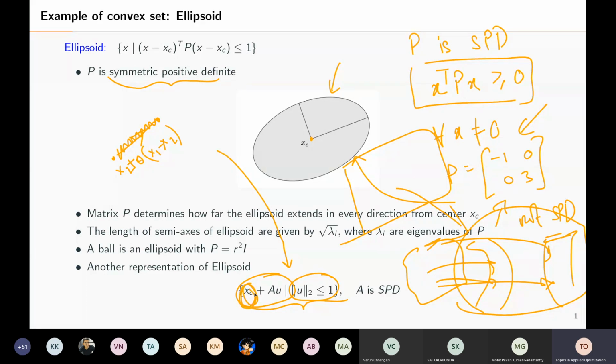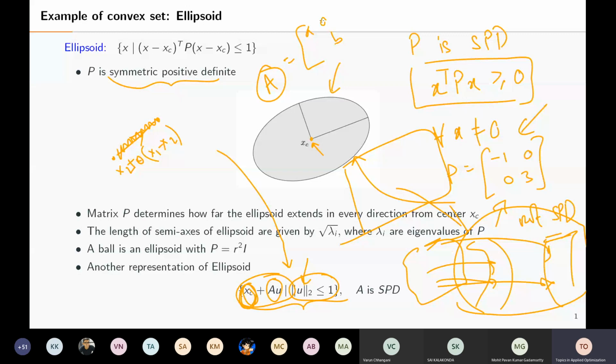Now the source of your point generation, the base, is xc, and from here onwards you are going in the direction of u, but this u should be less than or equal to 1. Okay, so this is less than or equal to 1, and then you multiply by A. So I am at xc and then I'm multiplying by matrix A, and obviously the way the matrix A is, it will create a stretching based on the way eigenvalues are distributed.